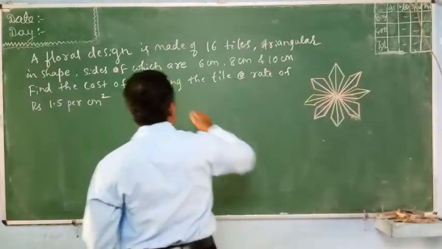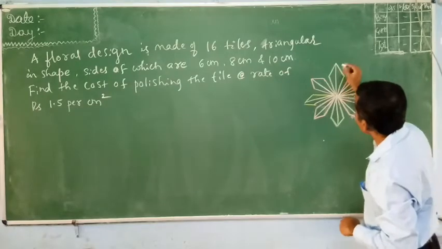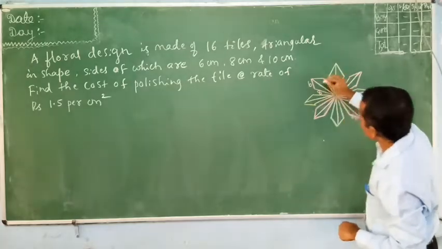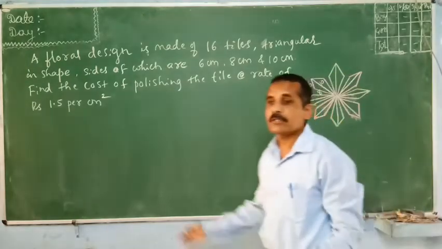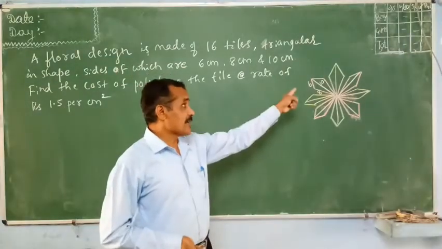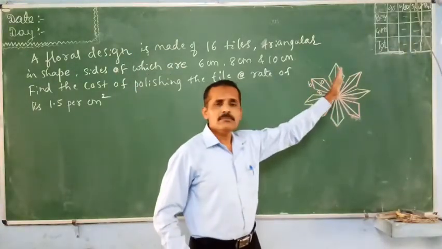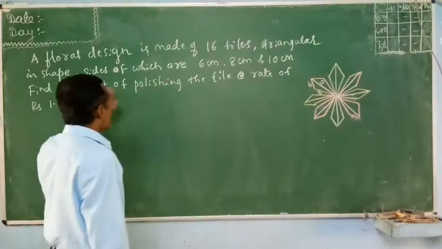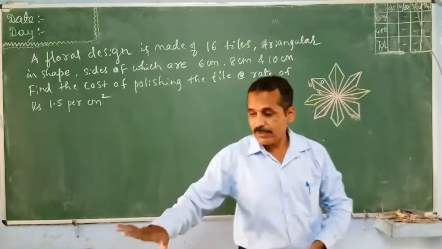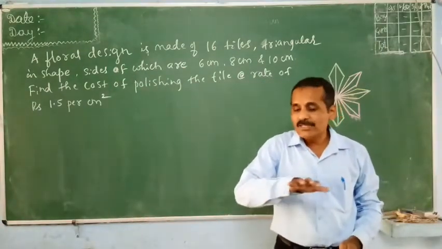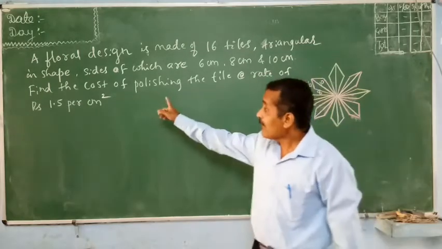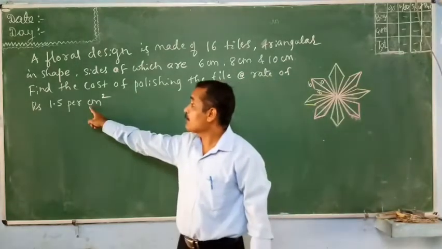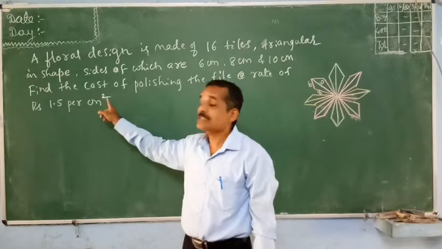Triangular in shape, sides of which are 6, 8 and 10 centimeter. I will say this is 6 centimeter, this is 8 centimeter and this is 10 centimeter. They are the sides of each triangle. All are the same shape, same size. Find the cost of polishing. Whenever the tiles are fixed on the floor, they will do the polishing for a smooth surface. They are asking, what is the cost of polishing at the rate of rupees 1.5, means 1 rupee 50 paisa per centimeter square.